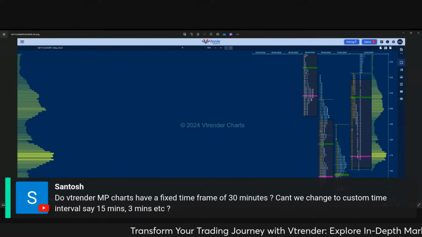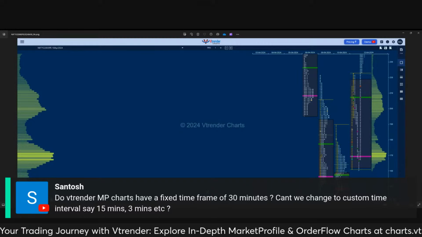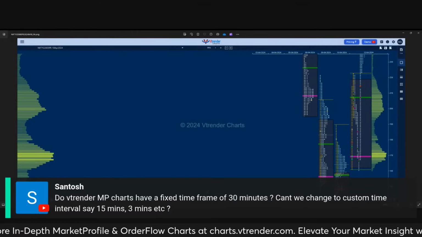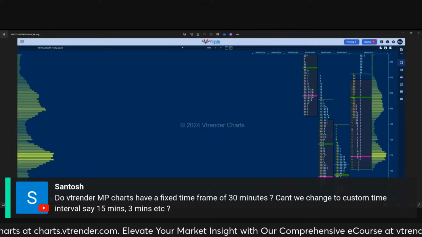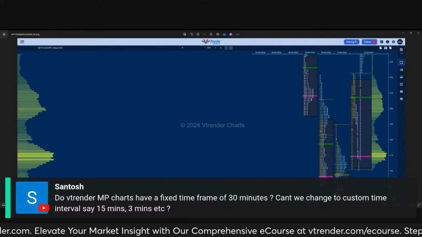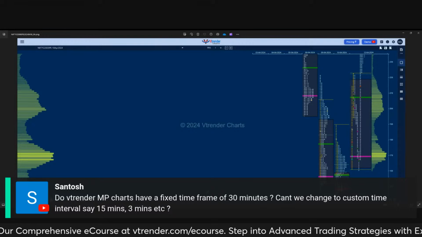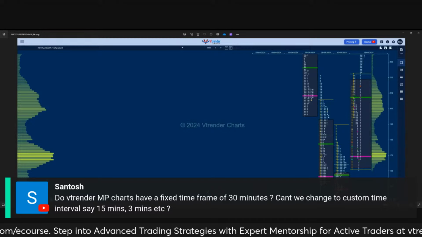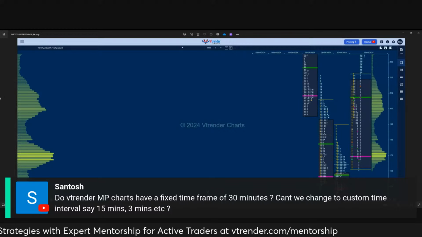Santosh has a question asking if we have a fixed time of 30 minutes for the MP charts. Santosh, market profile charts are based on 30-minute TPOs, time price opportunities. So which is why in the market profile chart, these are fixed. These are the building blocks of a market profile chart. So we don't want to tamper with that. But in the order flow, we have time frames right from 1 minute, 3 minutes, 5 minutes, 15 minutes, and 30 minutes. So for the market profile, we would continue to have the 30-minute blocks because that is what it is based on. The entire concept of market profile is based on 30-minute TPOs.